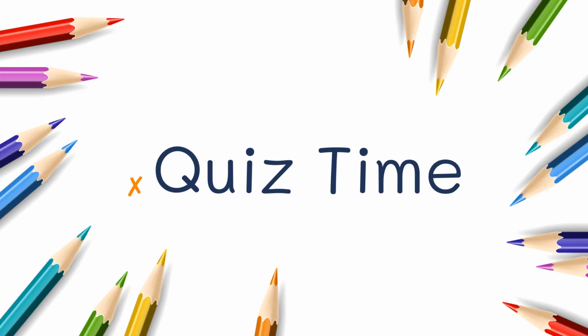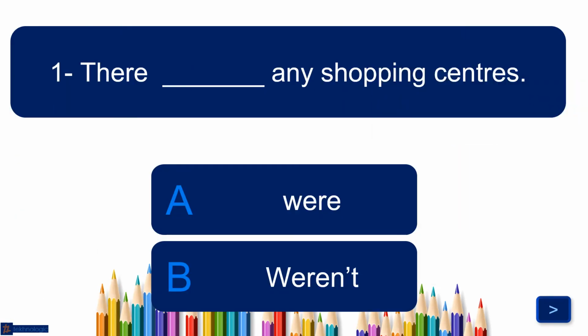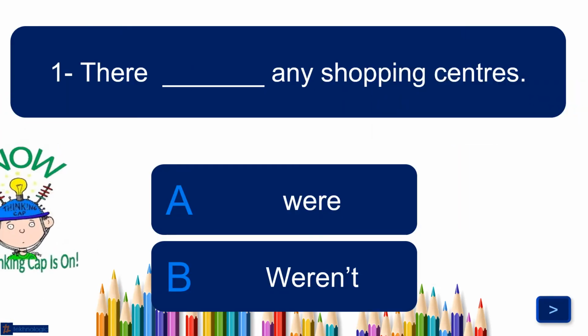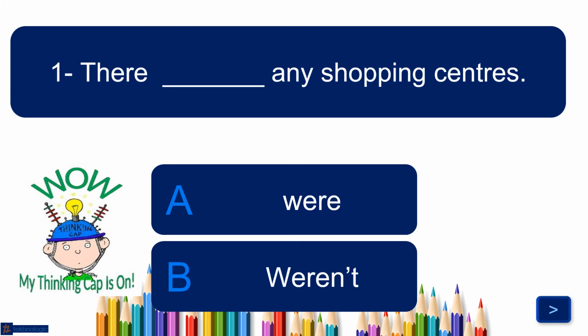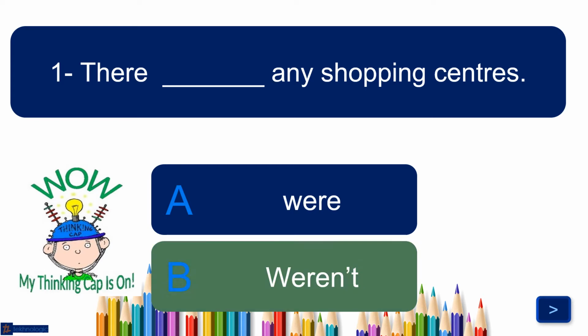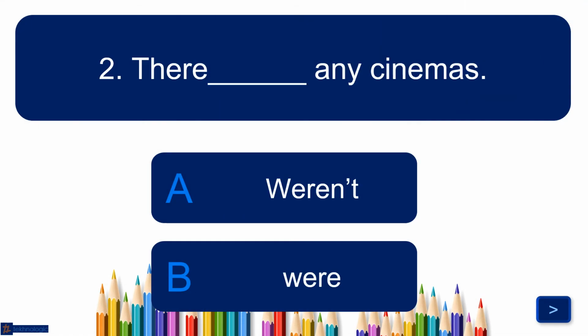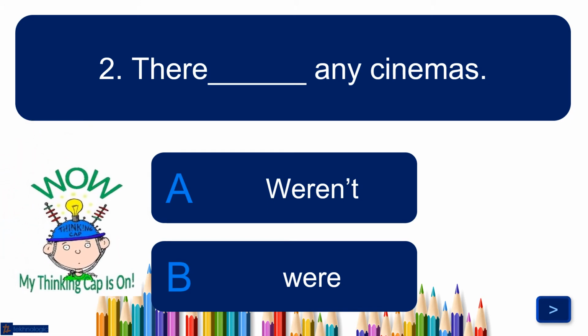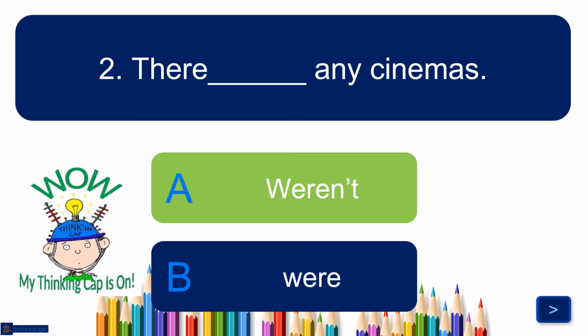So, are you ready for the quiz time? Okay. Number 1. There dash any shopping centers in the year 1900. There were shopping centers or there weren't any shopping centers? Yes, weren't. Good job. Number 2. There dash any cinemas. There were or there weren't? There weren't. Well done.